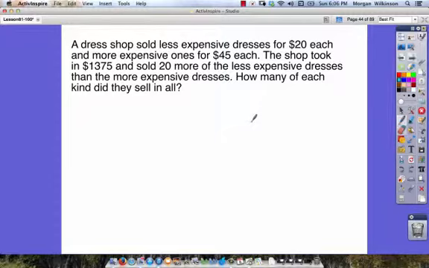So in this one, instead of using subscripted variables, let's say the less expensive dresses are X. And then the more expensive dresses, we'll call them Y. So the less expensive dresses are $20 each. So 20 times X plus the more expensive one will be 45 times Y will equal $1,375. This is all in dollars.